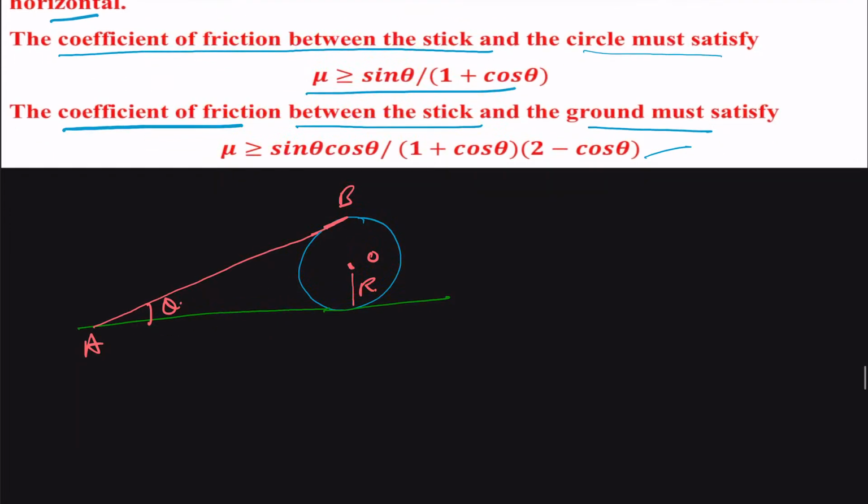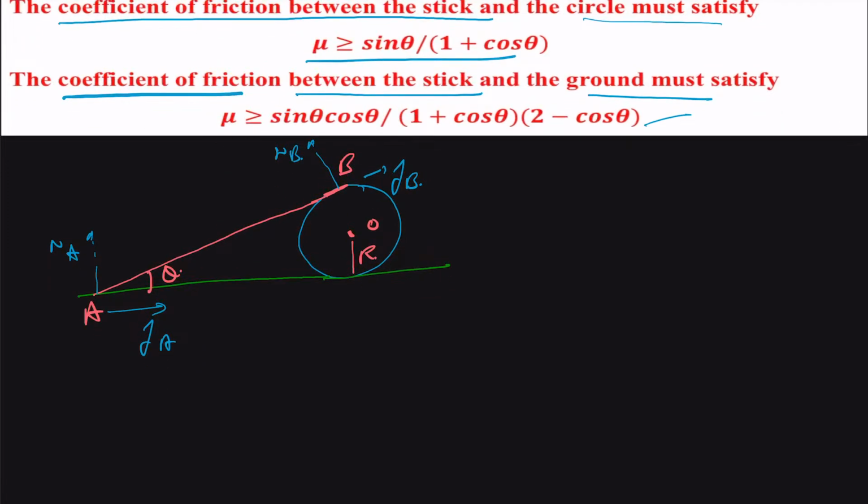So there will be a normal at A, let us call this as our NA, and there will be a normal at B, and let us call this as our NB, and there will be a friction, let us call this as F of A, and this is our F of B, and the total length is given as our L.